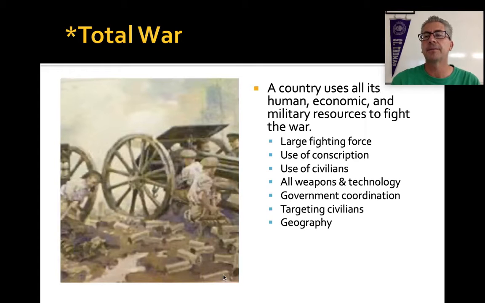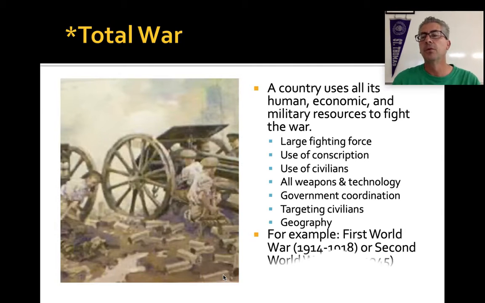And another example of a total war, an element of total war, is targeting civilians. They become the target, maybe because it's part of a policy. War can be very tempting for nations to bring in other agendas here. And of course, with total war geography is a part of it. So we're looking really here at the First World War and the Second World War when we are focusing on total war.